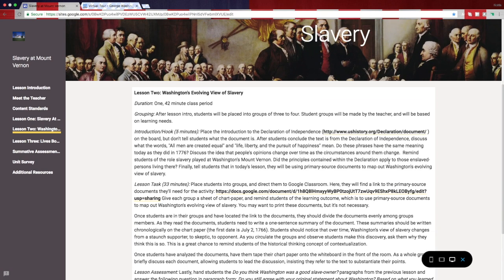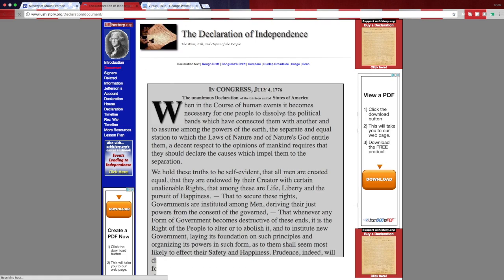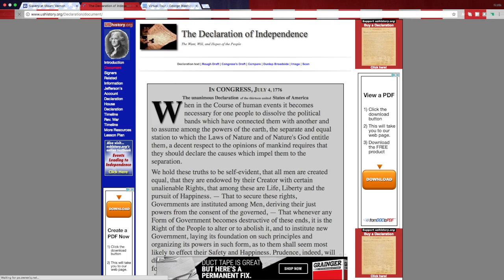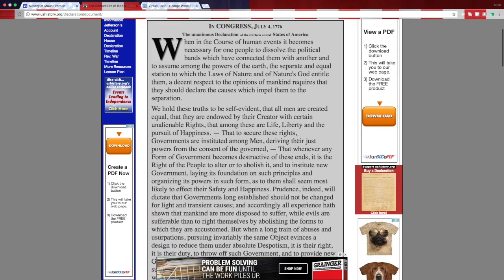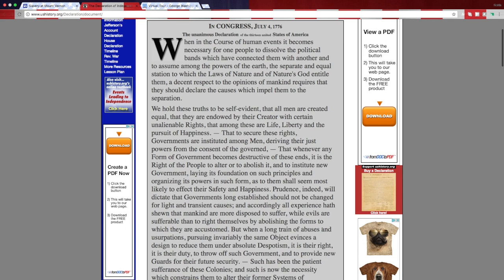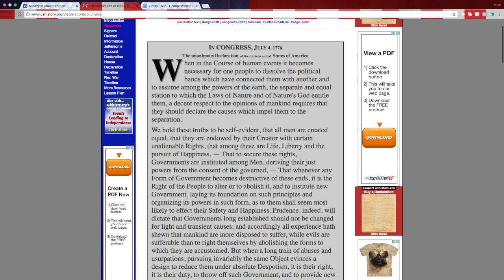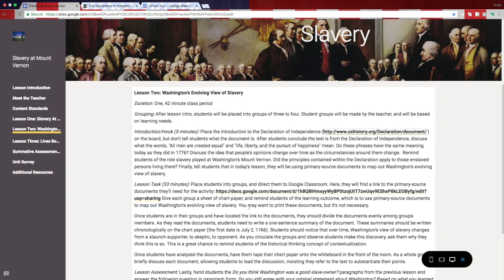And the way we're going to do that is by beginning with the Declaration of Independence. Students will have already talked about this in my class, so we're just going to very quickly take a look at the beginning of the Declaration of Independence, specifically that portion that says, we hold these truths to be self-evident, that all men are created equal and that they are endowed by their Creator with certain unalienable rights, and among these are life, liberty, and the pursuit of happiness.